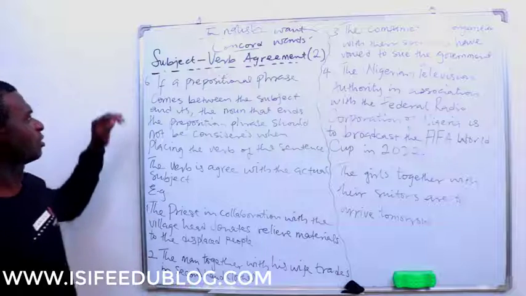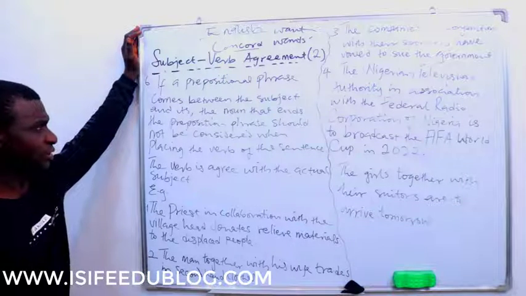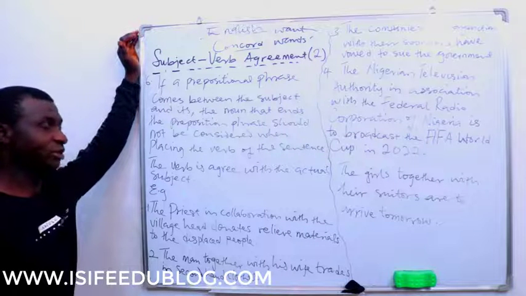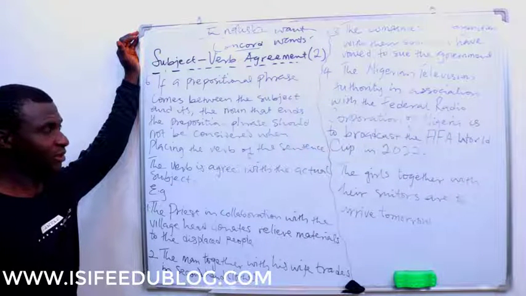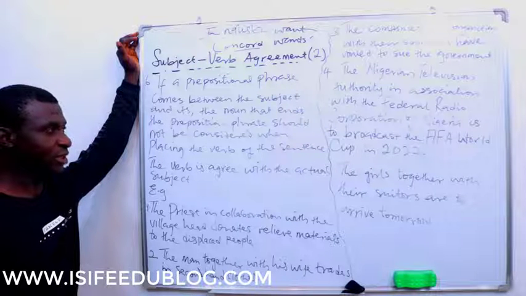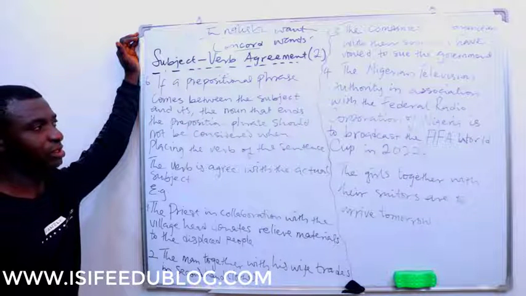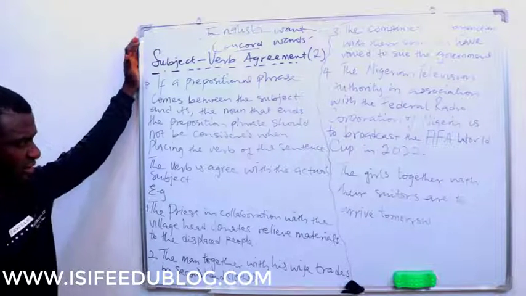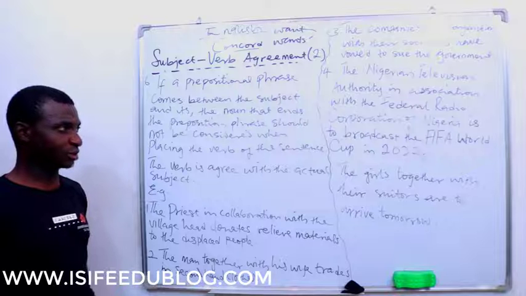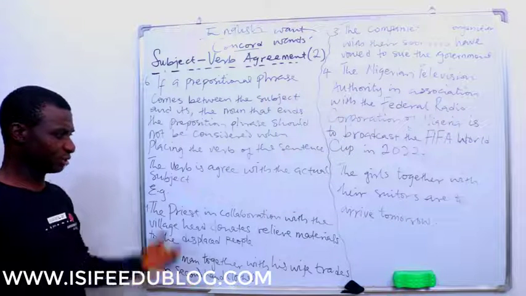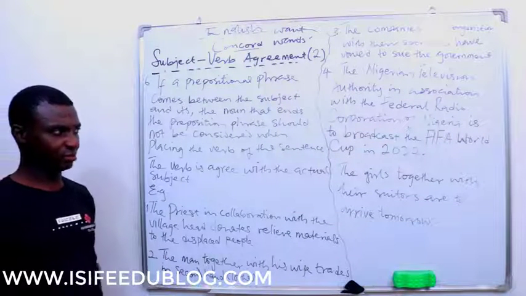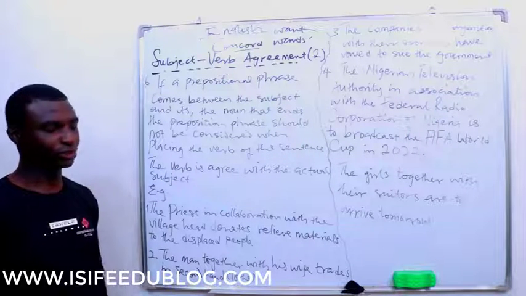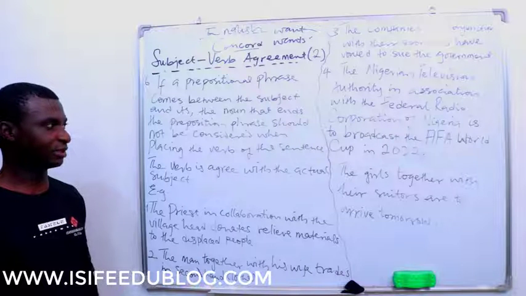We look at rule number 6, still on subject-verb agreement, part 2. Remember, part 3 will come your way because we are yet to exhaust all there is to concord. Yes, I understand that in most textbooks and among many teachers, the march we've taken is enough. But this is ISIFE EDUBLOG, where we don't stop until we have given you the best.